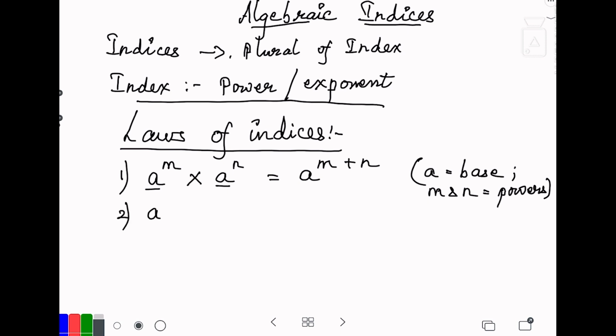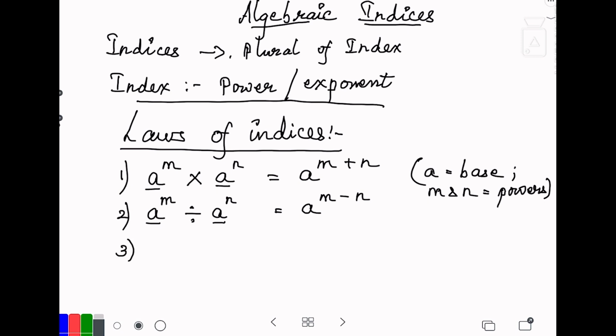Let's move on to the second law of indices. A to the power of m divided by a to the power of n. What should you do when it is going to have the same base but you are going to divide with different powers? The rule says you subtract the first power minus second power. This is what the law of indices says.